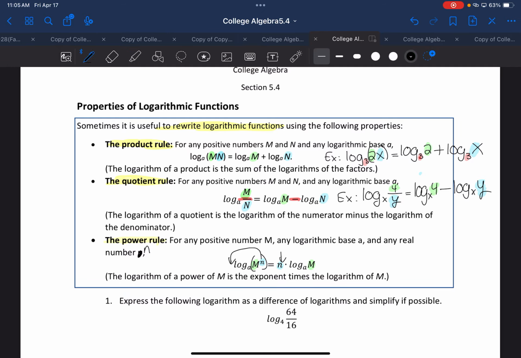So I just always thought of that as like I need to pull that exponent out and just bring it in the front and multiply by what's left. So an example, if I had log base 5 of x squared, this would be equal to 2 times log base 5 of x. So I just take that exponent of 2 and bring it out front.